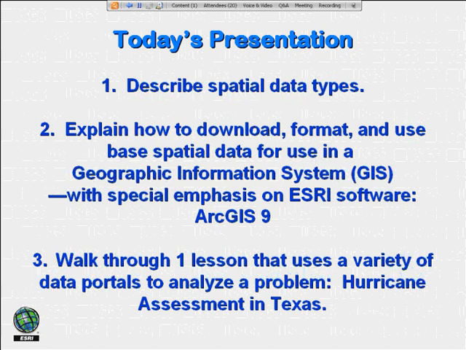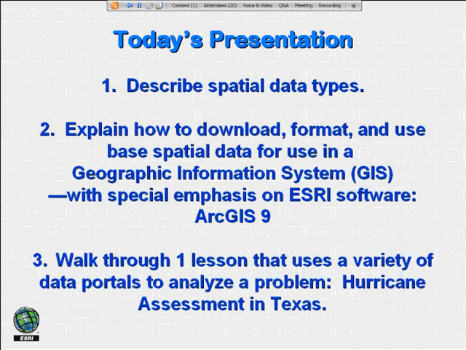However, we are going to discuss some main base spatial data types. We're also going to briefly talk about how to download, format, and use some of those data types for use in a GIS, with emphasis on ArcGIS 9. We're going to then walk through a lesson that uses a variety of these data portals, private companies, state portals, and national portals to analyze a problem, and that is hurricane assessment in Texas. Remember, this is just an example. Many of these data sets you can use for other kinds of lessons.